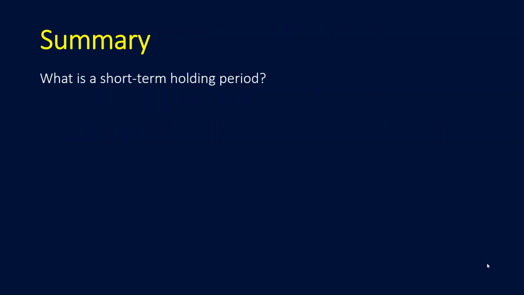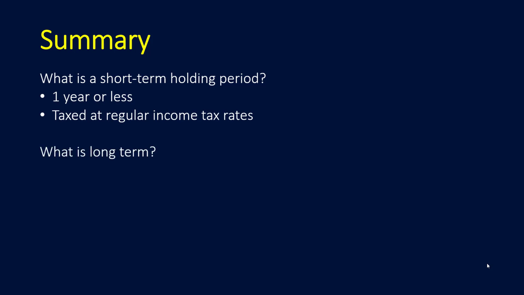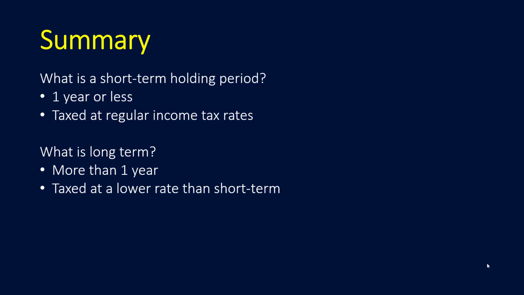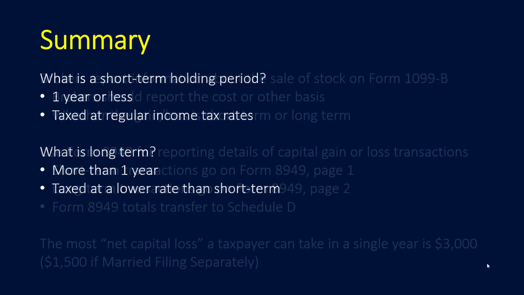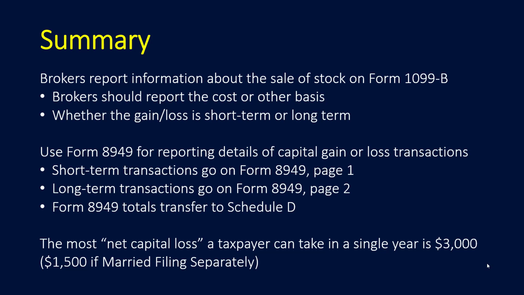So in summary, what's a short-term holding period? 1 year or less, taxed at regular income tax rates. What's long-term? More than 1 year, long-term capital gains are taxed at a lower rate than short-term capital gains. Brokers report information about the sale of stock on Form 1099-B. They should report the cost or other basis and whether or not the gain or loss is short-term or long-term.